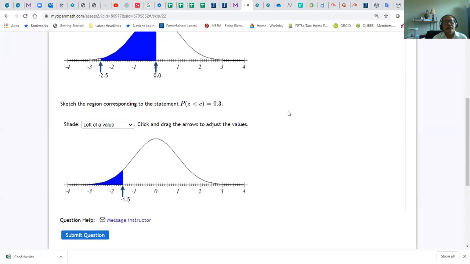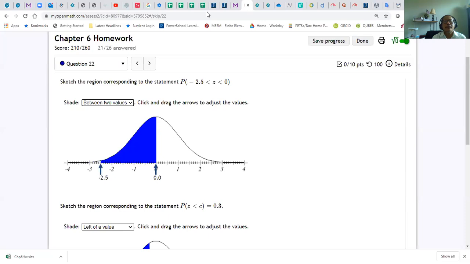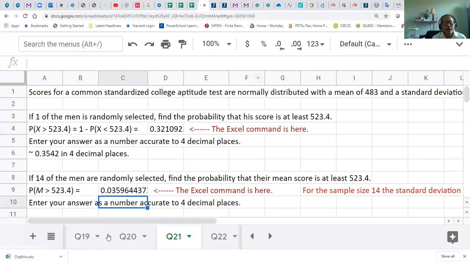For number 2, you have to use Excel. In this case, you know the area, but you don't know what C is here. The one that is set is the lack of value. So now I'm looking for the value here where the area is 0.3. For sure, you need to use Excel. So this is number 22.